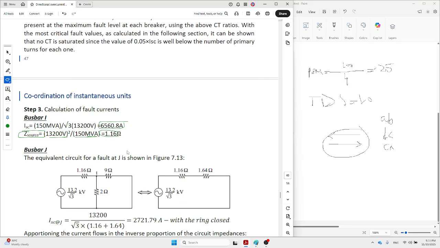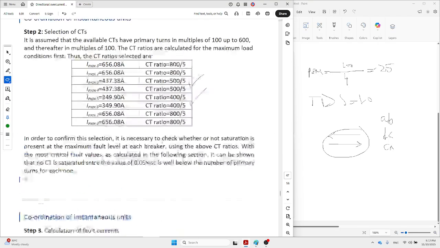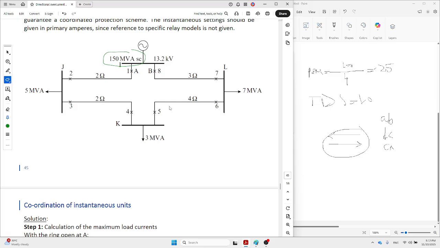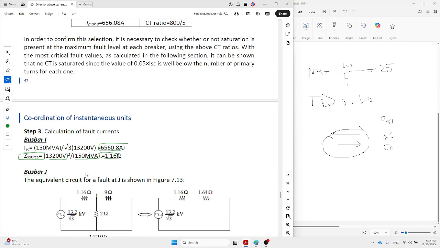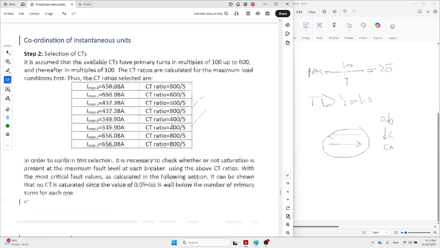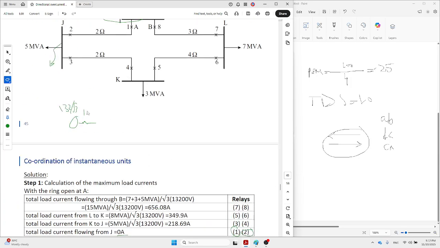Then we can redraw the circuit with the fault at J. Assume we have a fault at J. Where is J? The fault is here. So we have a source, which is 13.2 divided by square root 3. Then we have a fault here. We have the impedance of 150 divided by 13.2. No, oh yeah, 13.2 divided by 150, which is 1.16.